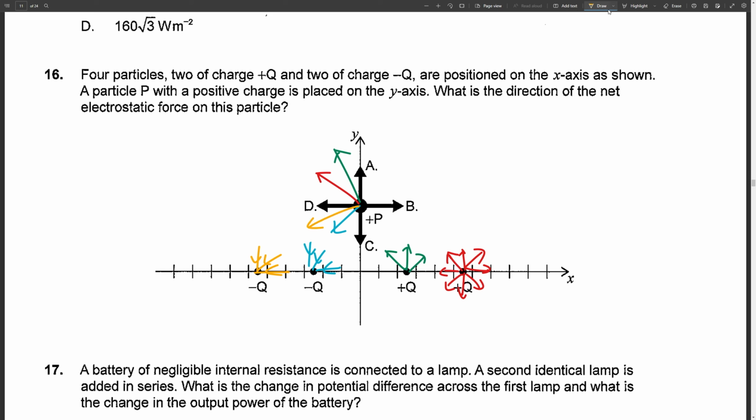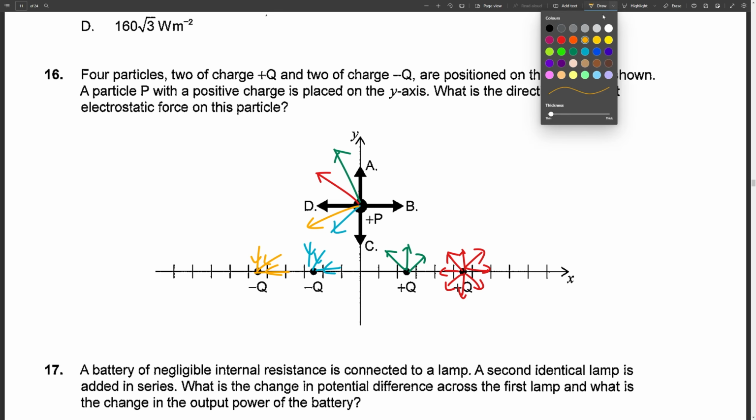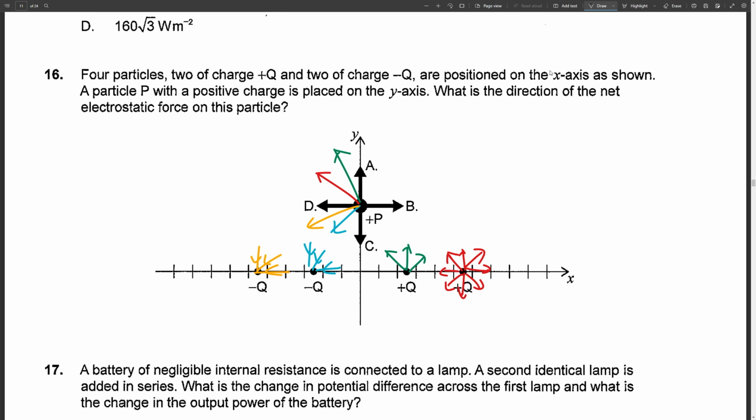And you can see that all these electric fields taking place on P, they are kind of pushing to the left, which means the answer should be D. But the full solution of why it's perfectly horizontally going to the left is because when you take a look at the red arrow, it's diagonally going to the top left, which means it has a vertical component going up and a horizontal component going to the left.